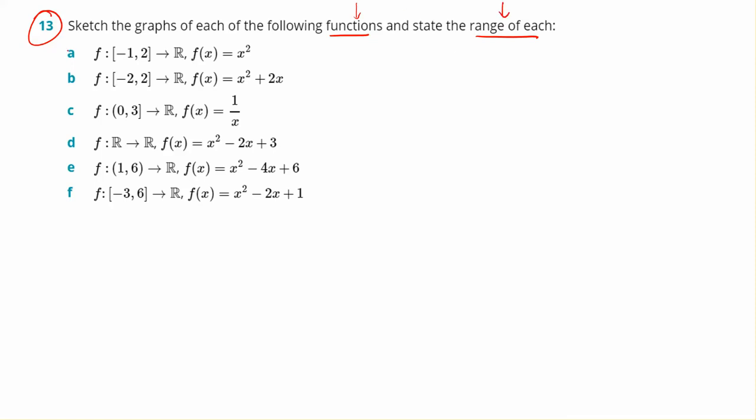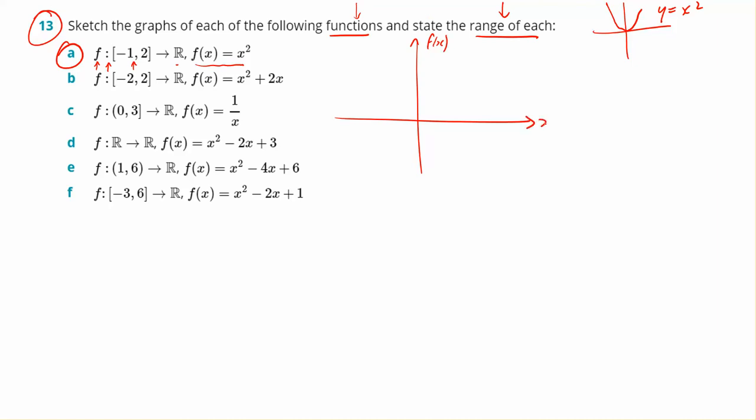Now, if you look at part A, it says f, so that's the name of the function, such that the domain is -1 to 2, including, mapped into reals with the rule of the function being f of x equals x squared. So normally, we know the graph of y equals x squared looks like that. Now obviously we're drawing this in function form, so it's no longer y, it's just f of x at the top on the y-axis, and we're graphing against x.